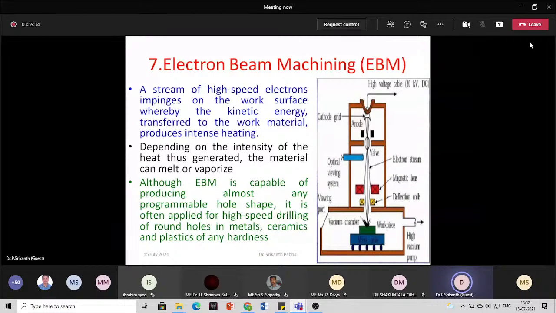Next we'll be moving on to electron beam machining. In this case, a beam of electrons is impinged onto the surface of the material, and the process demands a vacuum chamber.